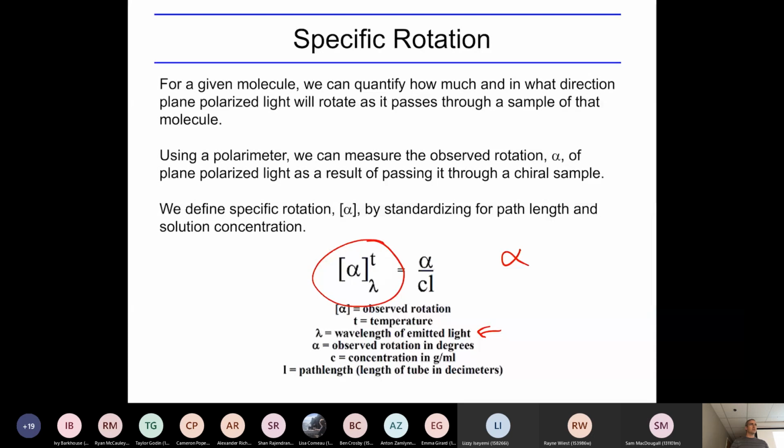And the way you do this is you just make a solution with known concentration and known path length. So the cell is a certain length. You see how much, measured by how much the light rotates, and the specific rotation is just going to be how much it rotates in that example divided by C times L, which is concentration times path length. So this is just correcting for whatever concentration you happen to use to make it standardized. And the L is the path length. So if you used a shorter or longer cell, you would have different amounts of rotation, but the specific rotation is a constant and doesn't change.